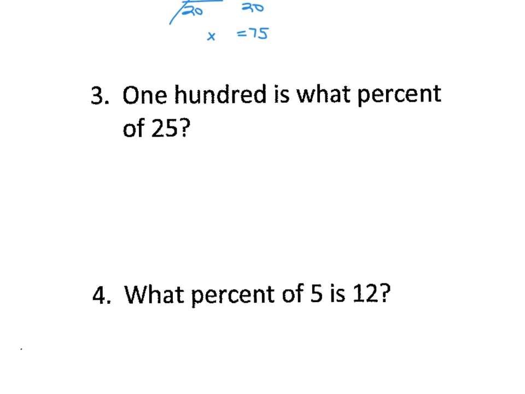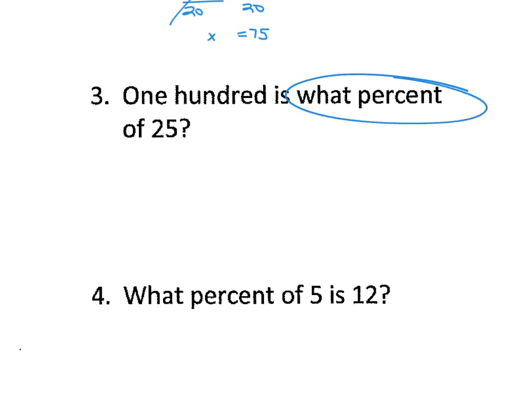Let's try 3. 100 is what percent of 25? Again, we want to start with our percent out of 100, or percent over 100 equals is over of. We're going to keep coming back to that. We don't know the percent, so that's going to be x. So x out of 100. Now we need to figure out what goes on the other side.